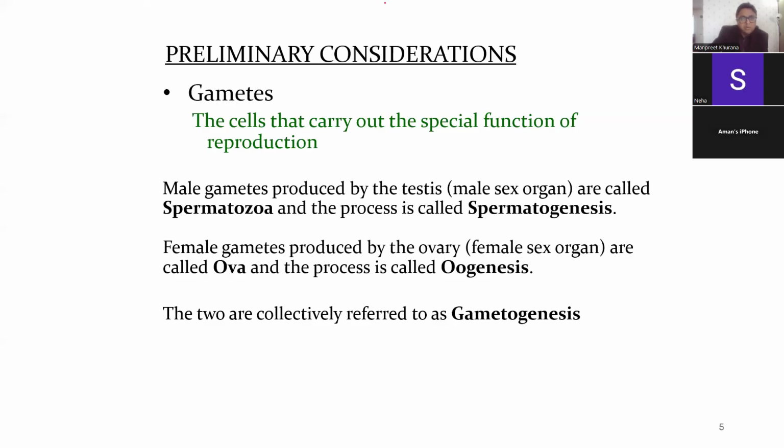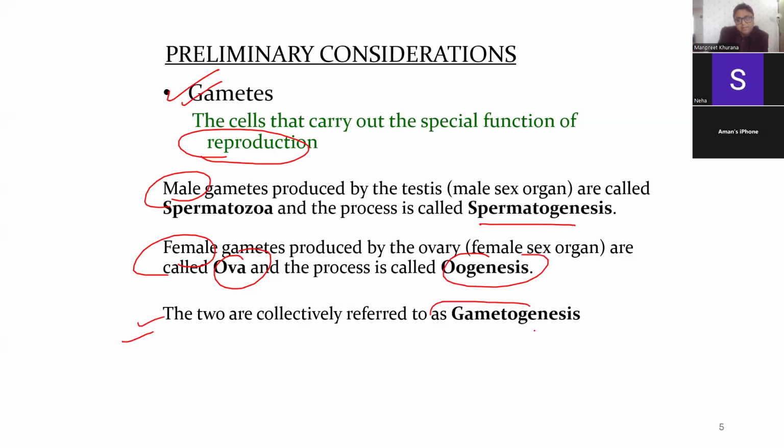Okay, now the first thing which we should know is what are gametes. Now, as we all know, the cells that carry out the specific function of reproduction are known as gametes. Male gametes are known as spermatozoa. The process by which they are formed is known as spermatogenesis. Female gametes are known as ova, and the process is known as oogenesis. The two commonly we can call gametogenesis.